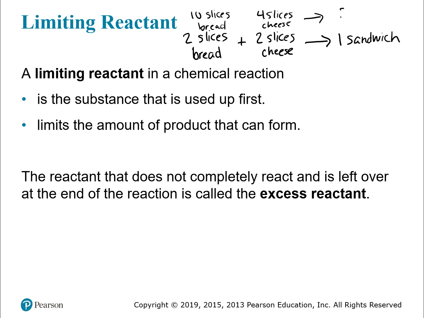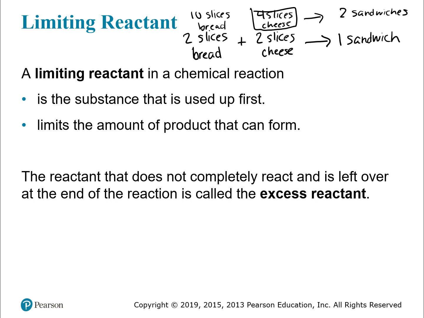I can only make 2. Because the limiting reactant, the cheese, I've only got enough for 2 sandwiches. The excess reactant is the one that doesn't get used up all the way. So in this example, the bread would be in excess. It's a silly way to think about it, but it's honestly one of the best ways to get the concept of a limiting reactant and excess reactant.